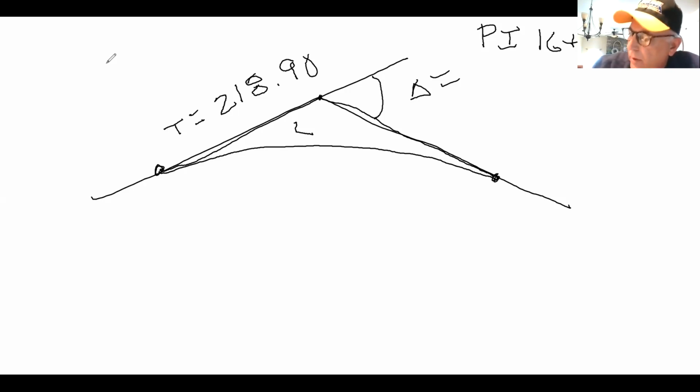The length of the curve is defined as taking the delta, or the deflection angle, intersection angle, whichever one you like to call it, this angle right up here, and converting that angle into the length. The formula says to take this angle right here, which in our situation is 43 degrees, 24 minutes, 20 seconds. We divide that by 360 degrees, and then you multiply that times pi times D.